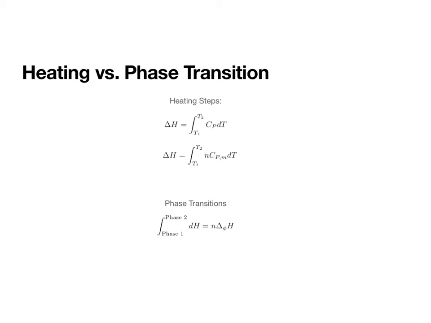Okay, so when we are dealing with heating, we are going to use the fact that delta H is equal to the integral of Cp dT. Now, it depends on if we have Cp or Cpm, whether or not we need to include the moles. And so watch your units on these. Now, when we have a phase transition, the delta H is really given by the delta H of a phase transition, and these are generally tabulated values.